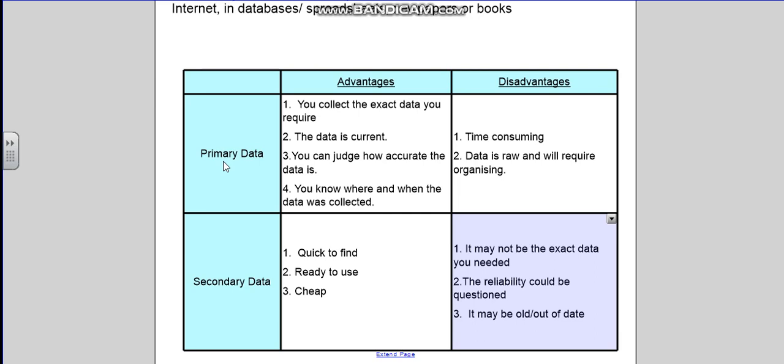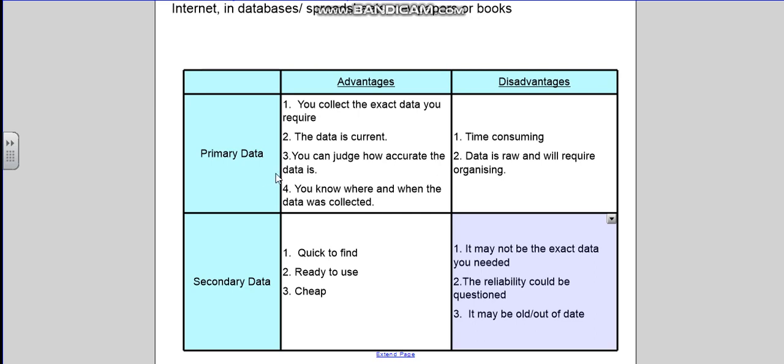So primary data initially, well, if you're collecting it yourself, you will collect the data that you require. You're not going to collect anything that you don't need, okay? You will know the data's current, you know it's up to date. You know how accurate you've measured it. So if you've been measuring it to 2 decimal places, you know that. If you've just been rounding it to the nearest whole, you know that. And you have the information about where and when the data was collected, okay?